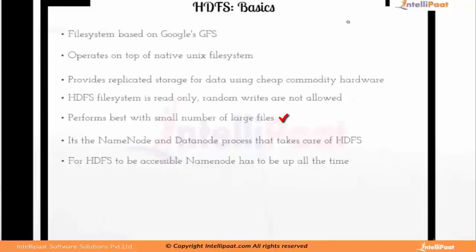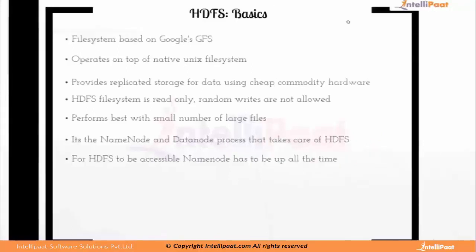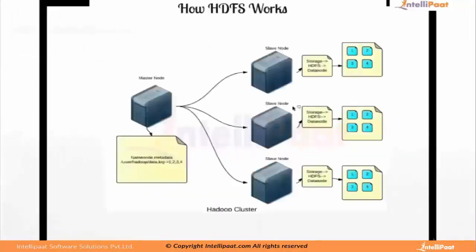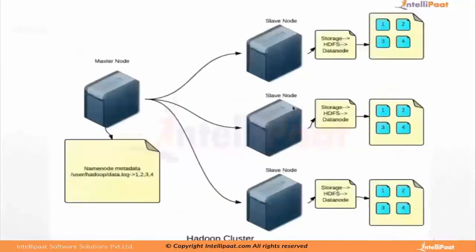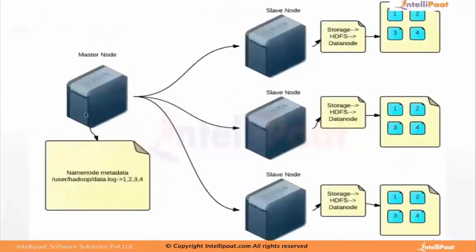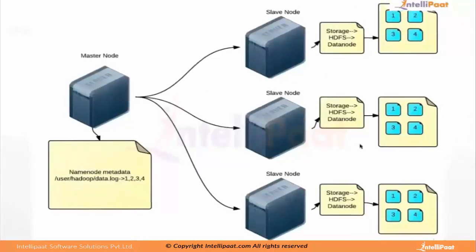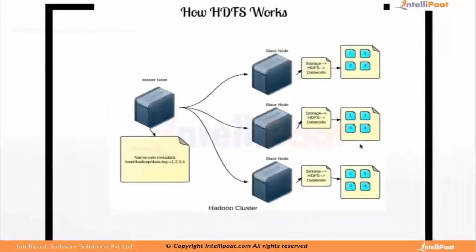It performs best with a small number of large files. It's the name node and the data node that take care of HDFS, and for HDFS to be accessible, the name node has to be up all the time. This is the diagram: when data goes in, it's broken into blocks and the metadata is stored here, which says data.log is block number 1, 2, 3, 4. So this is how HDFS works.